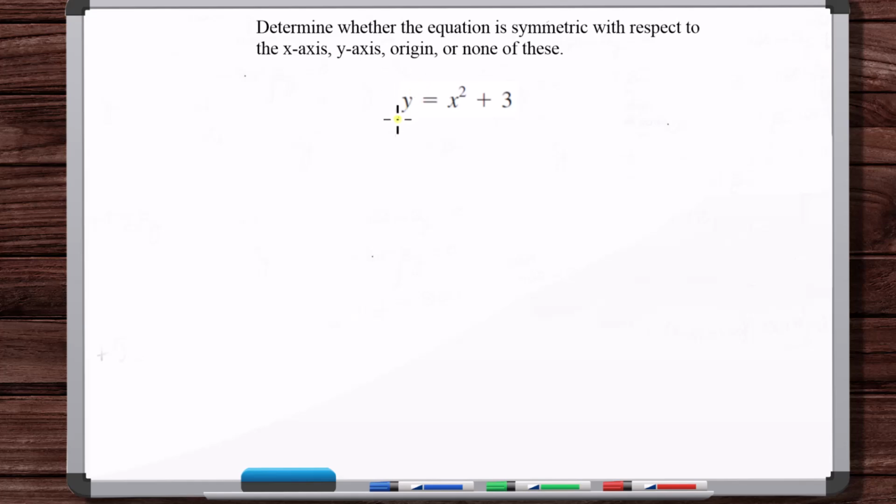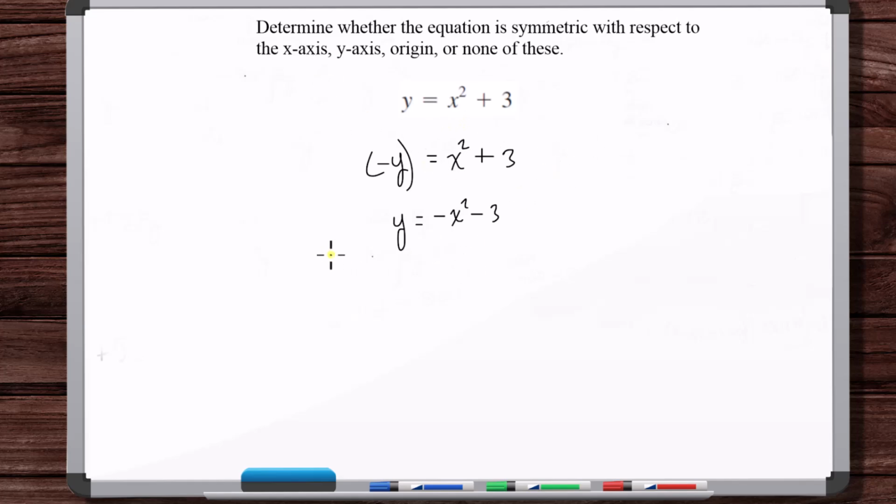You see? So if we want to test if this equation, or you can think about the graph, you can think about it both ways, is symmetrical with respect to the x-axis, what do we do? Well, let's flip this equation with respect to the x-axis. So we replace y with minus y. Okay? Now we've flipped it with respect to the x-axis, right? So let's simplify. That's not the same equation. So this is not symmetrical with respect to the x-axis.